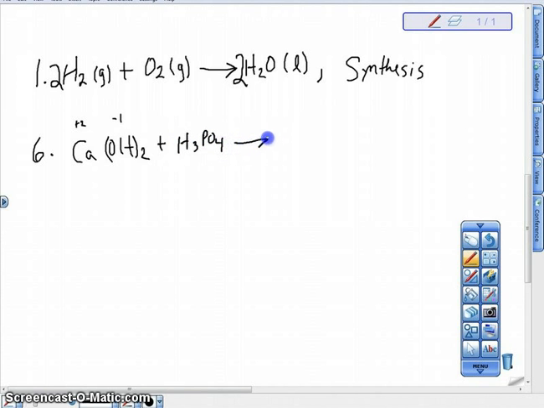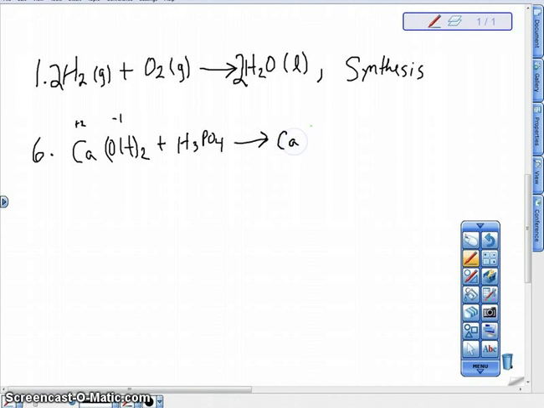And that's going to produce something. Well, in this case, we need to know what type of reaction this is before we can predict. I have 2 compounds reacting. This is going to be a metathesis. When I have 2 compounds reacting, we're going to call it metathesis. And so we're going to trade partners. Calcium and hydrogen are going to swap who they're bonded to.